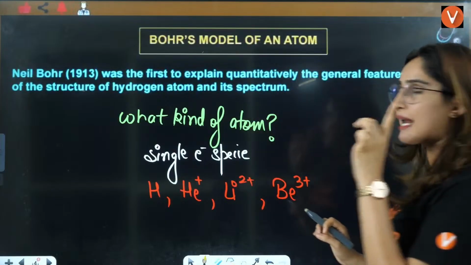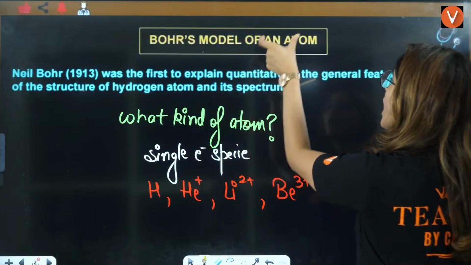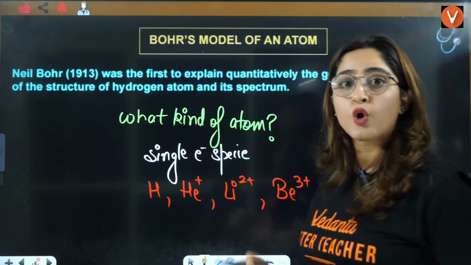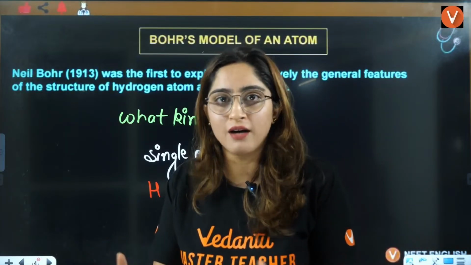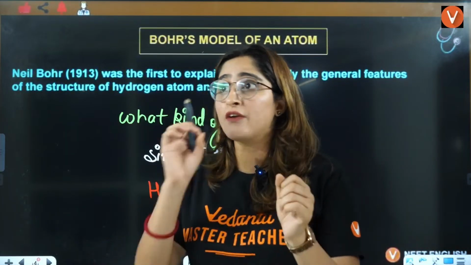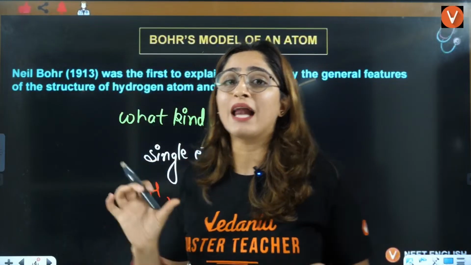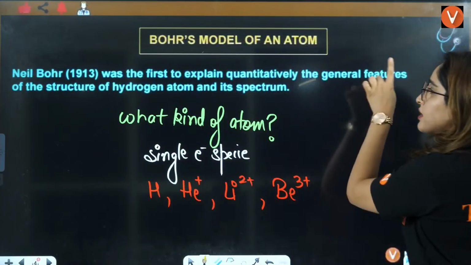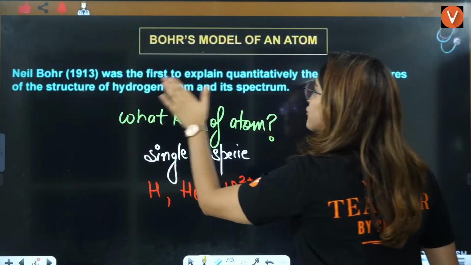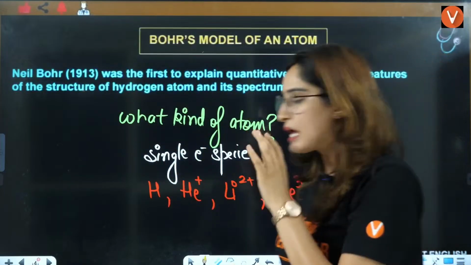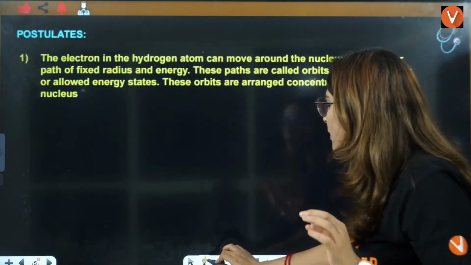Now, let's discuss what is written here. Niels Bohr in 1913 was the first to explain quantitatively, quanta, packets, it is existing. He gave you discrete values here. The general features of the structure of the hydrogen atom and its spectrum. So, let's talk about the postulates here.